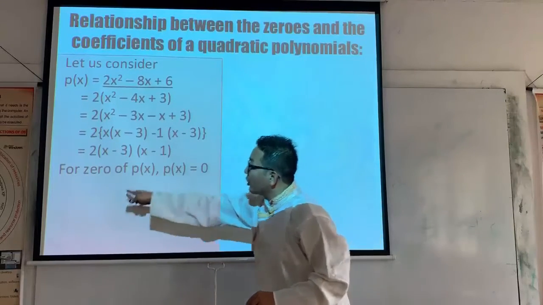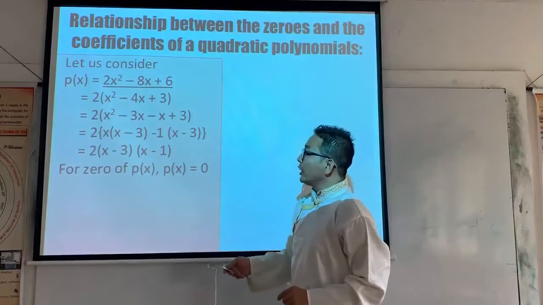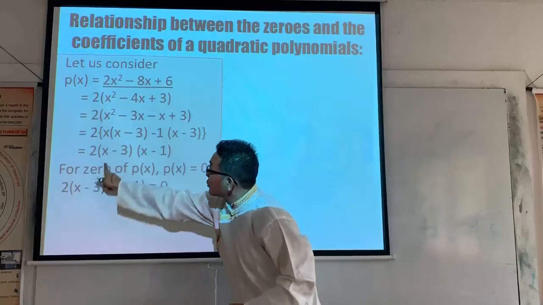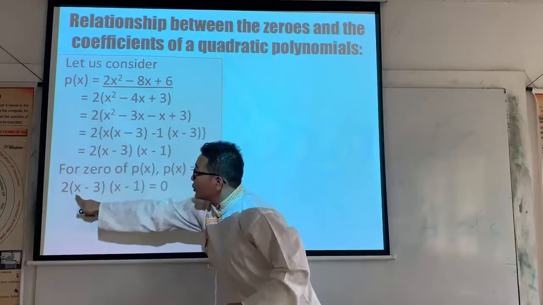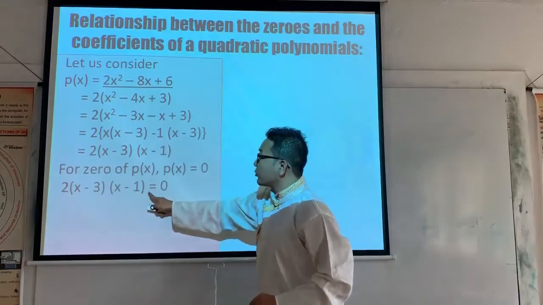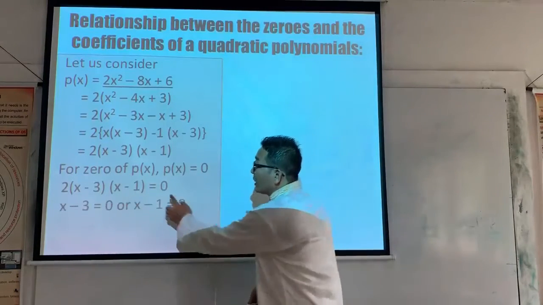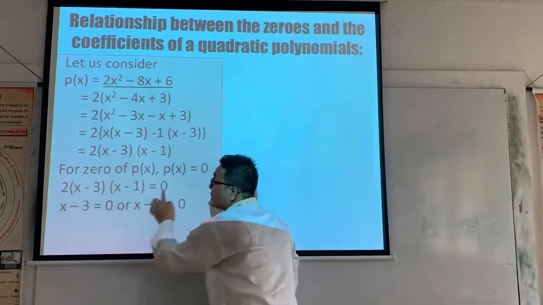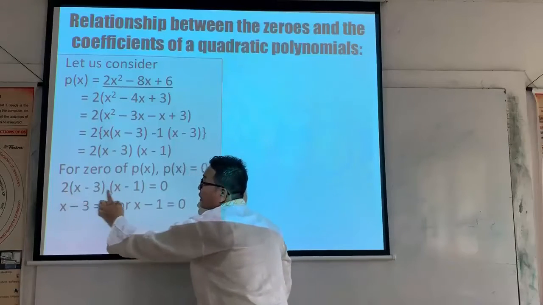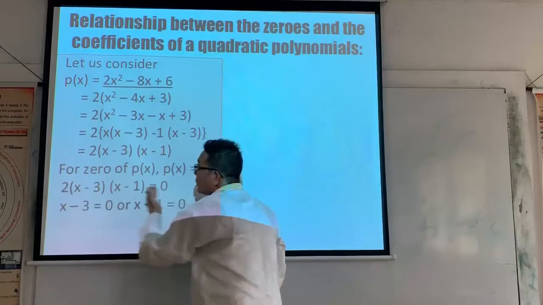So the value of x for which the polynomial becomes zero. So the polynomial is 2 times x minus 3 times x minus 1 is equal to 0. Then each factor can be equal to 0.